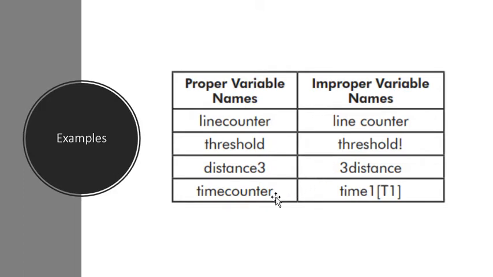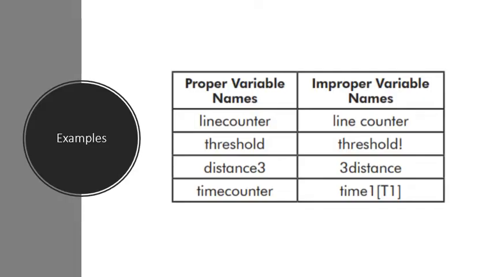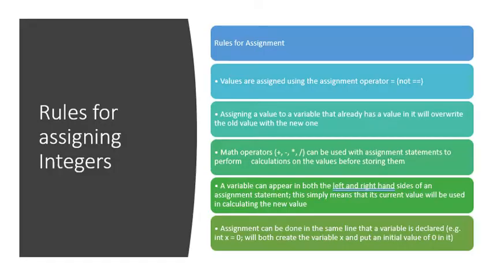Right? I can use time counter because that's not a word that it uses, but time1 or T1, these are all off limits because these are things that already get used in the code. So there are some examples that match up with these statements of spaces, symbols, numbers, reserved words. So again, at any time, you could always pause this and see what I'm talking about, or think about it for a second before you move on. So those are the rules for naming integers.